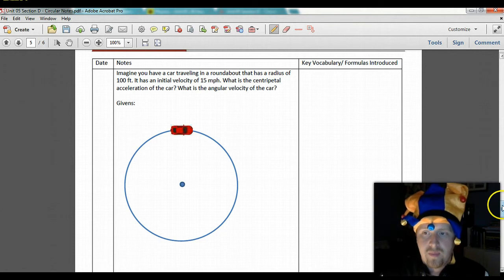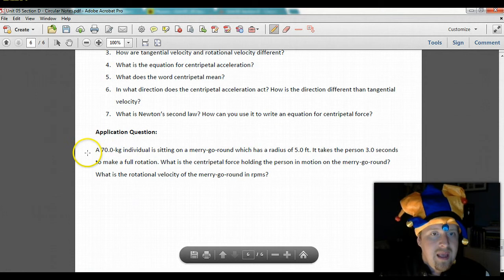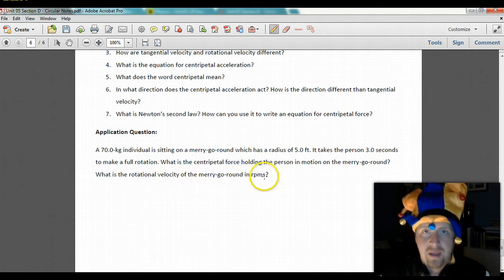Lastly, looking at this last problem here, a 70-kilogram individual is sitting on a merry-go-round that has a radius of 5 feet. It takes the person 3 seconds to make a full rotation. What is the centripetal force holding the person in motion on the merry-go-round? What is the rotational velocity of the merry-go-round in RPMs?